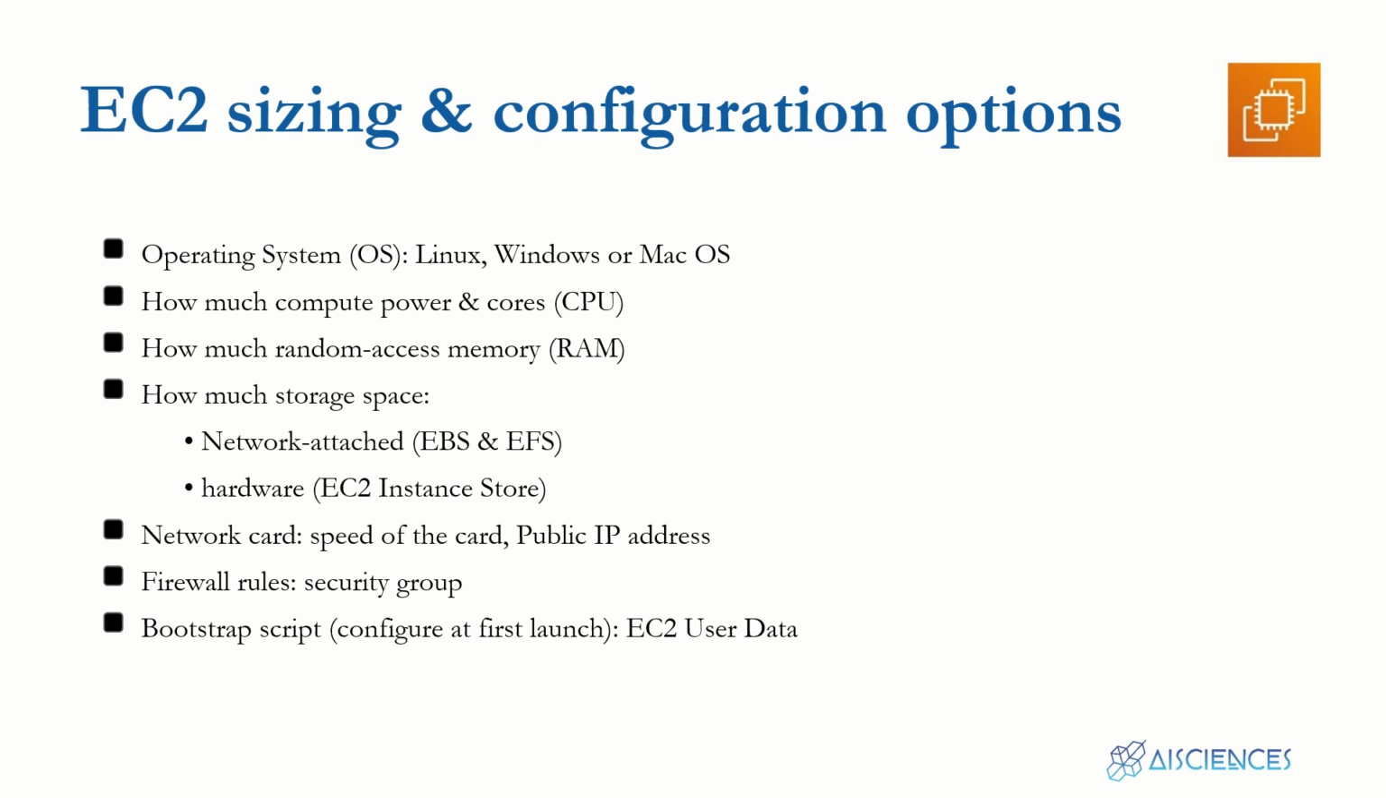Let's move forward. And we have this EC2 sizing and configuration options. So basically this is the operating system it is compatible with, like Linux, Windows, or Mac OS. And how much computing power and cores do we need, and how much random access memory do we need. So why is it written like this? Let me explain it to you.